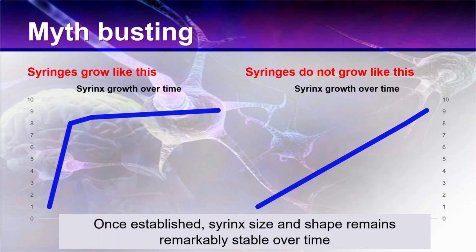The other myth that I want to burst is that syrinxes remain very stable over time. Often when they have gone for diagnosis, this is because the syrinx has rapidly developed and the dog has rapidly developed clinical signs, which has prompted the referral for the MRI scan. And often if you repeat the imaging, you'll find that in these clinically affected dogs, the syrinx remains remarkably stable over time. Syrinxes don't grow like this. They don't expand gradually over years and years and years.